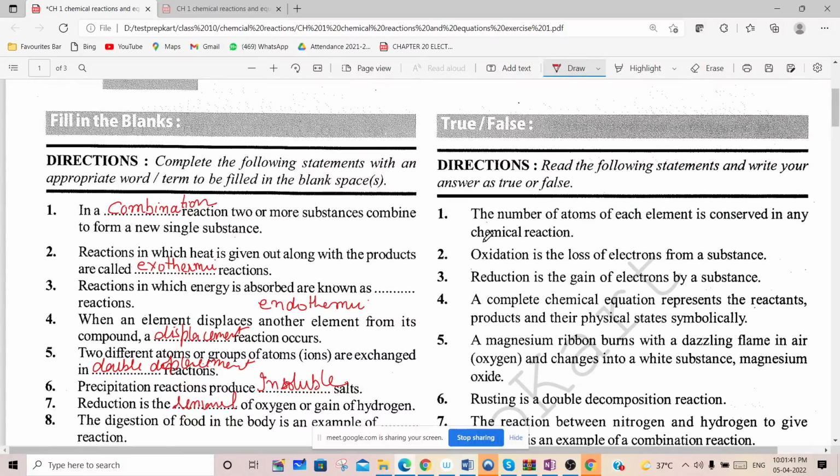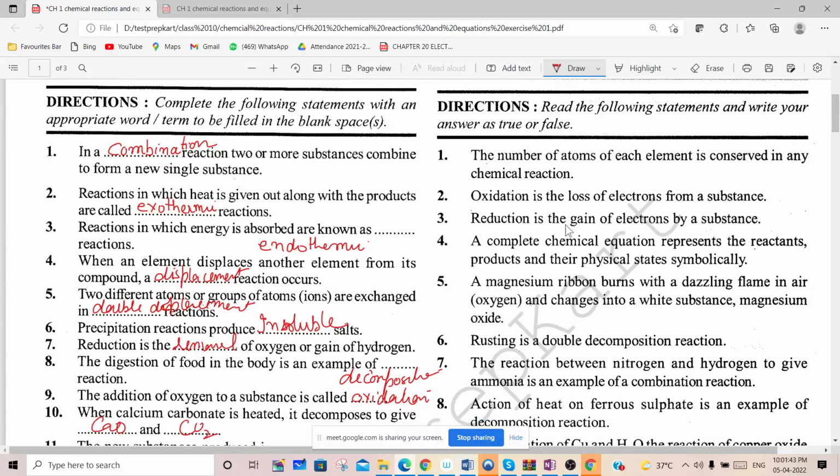Now you have to tell me the true or false. Number of atoms of each element is conserved in any chemical reaction. The total number of atoms on the reactant side and product side are same. Yes or no? True.